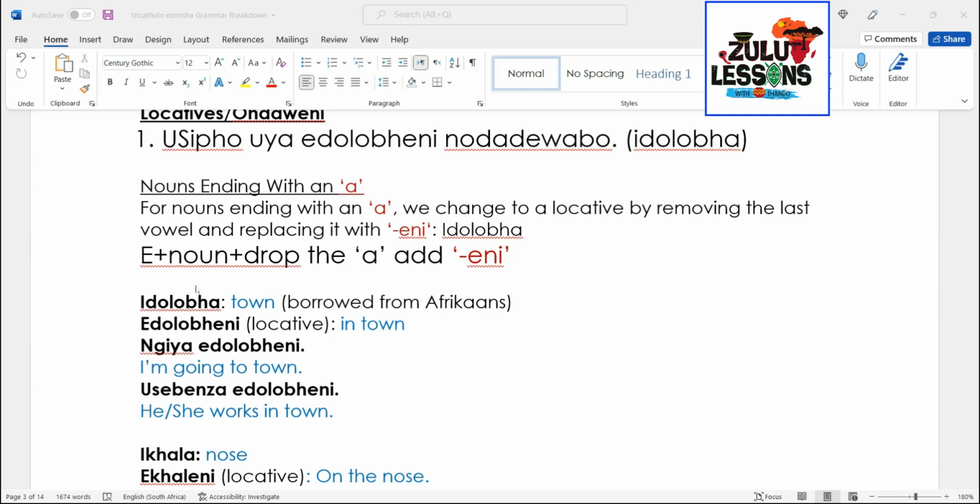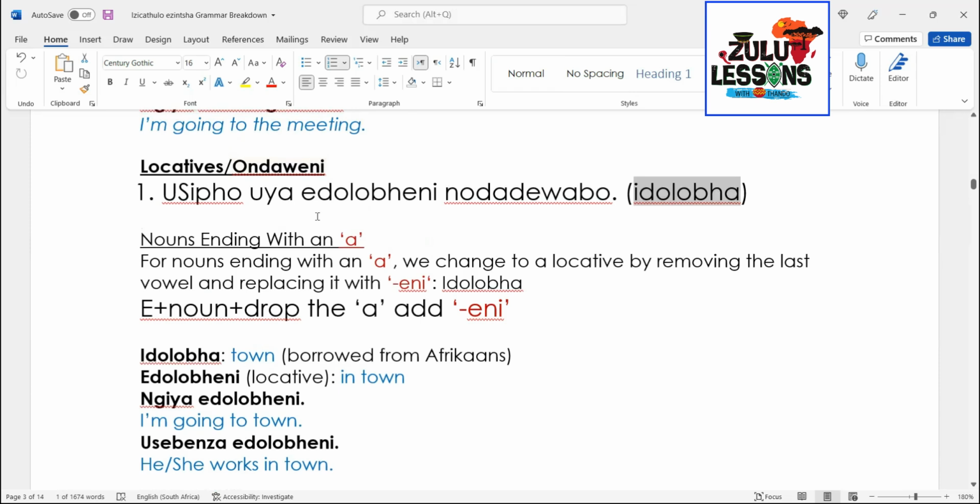Edolobheni. This is how the word looks otherwise: idolobha. Now, a locative, or as we say in isiZulu, undaweni. A locative is a word that says in this place, or on that item, or at that place. So that is what a locative is. It's telling us the location. So in English, you would say a preposition.